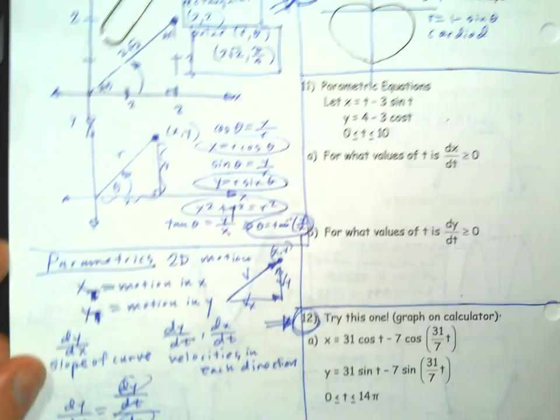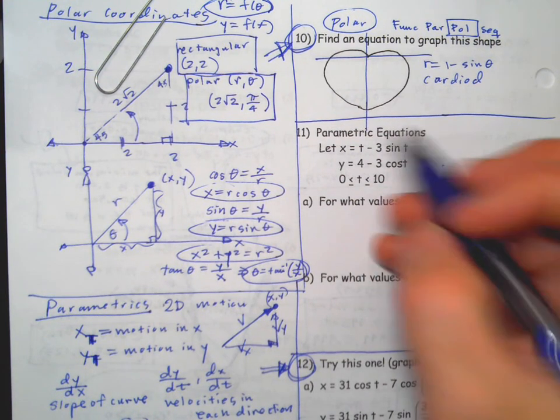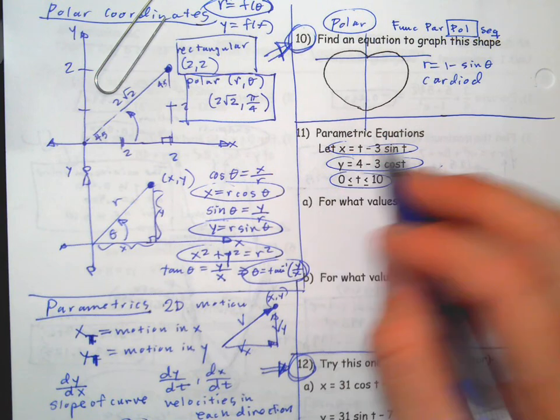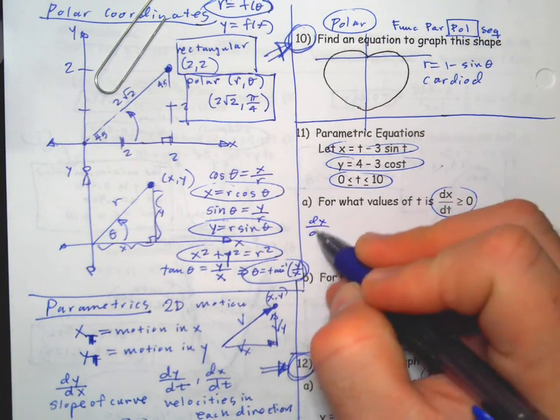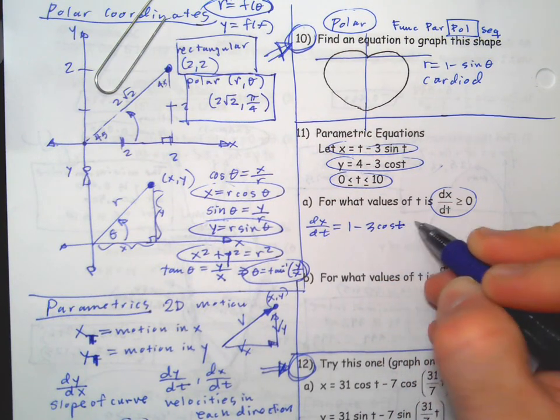We added some notes to the back. We did number 10 together. Number 11, I was encouraging you to do it without actually even trying to do parametrics or use your graphing calculator. So if they say x equals this and y equals this and that, and they say, what's the value of dx dt? Well, x is in terms of t, so dx dt is just the derivative of x with respect to t, which is 1 minus 3 cosine t, right? Then you're saying, where is it greater than or equal to 0?